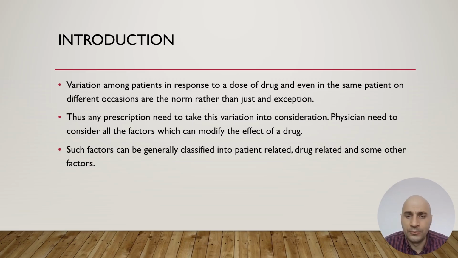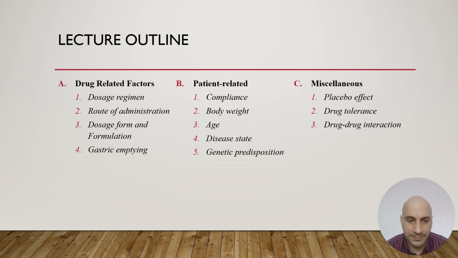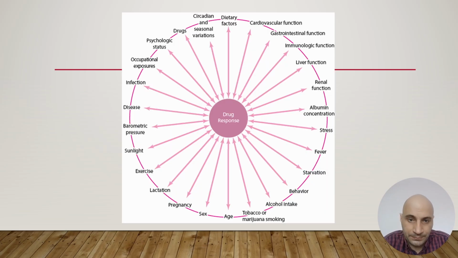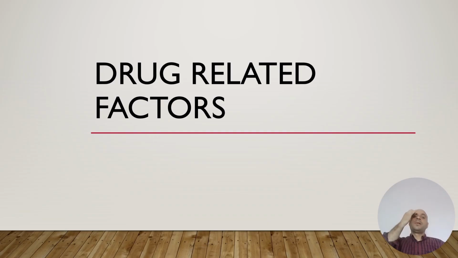These factors are classified into patient-derived and drug-derived, as well as some other miscellaneous factors. Drug-derived would be the dose regimen, route of administration, formulation, and gastric emptying. Patient-derived would be compliance, body weight, age, etc. And some miscellaneous factors like placebo effect, drug tolerance, and drug-drug interaction. So we start with drug-related factors.